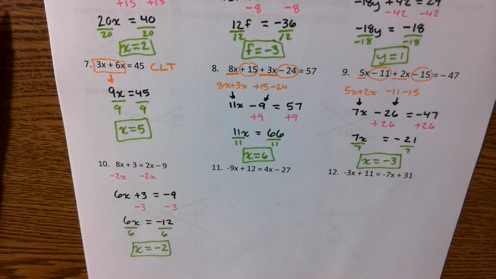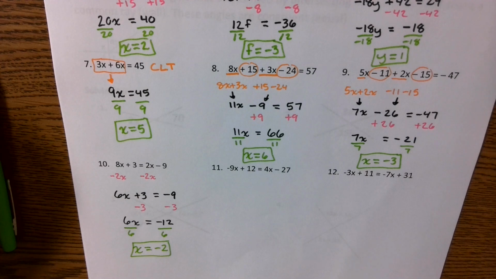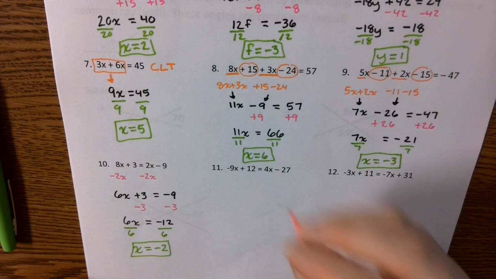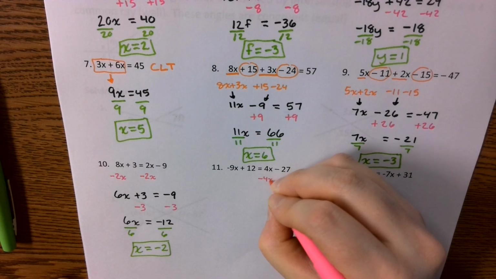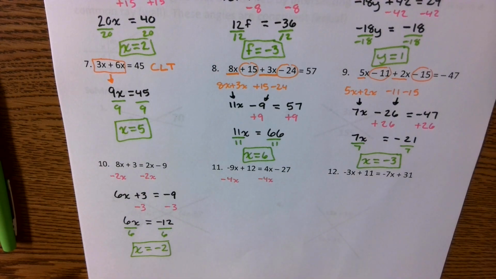Okay, what about for problem number 11? What did you get for number 11? Elijah? 3. 3, very good. Okay, so again, same idea. You're just going to move one of your terms over to the other side. I'm going to subtract 4x, because I want to move all my variable terms over to the left. So I'm going to subtract 4x from both sides.